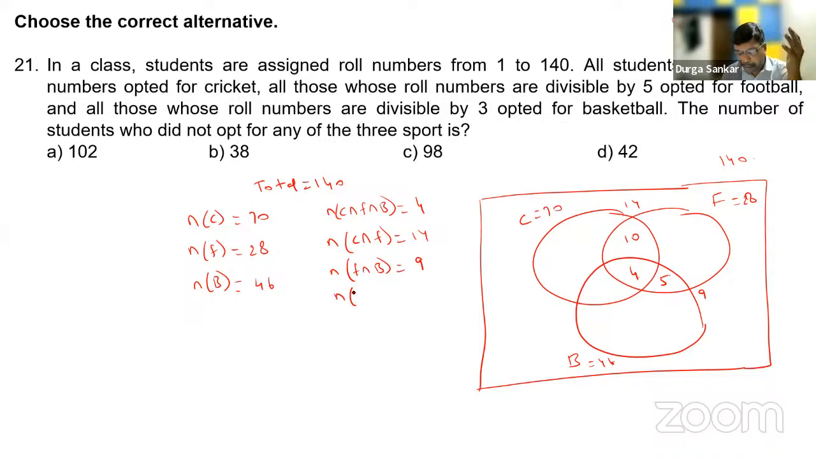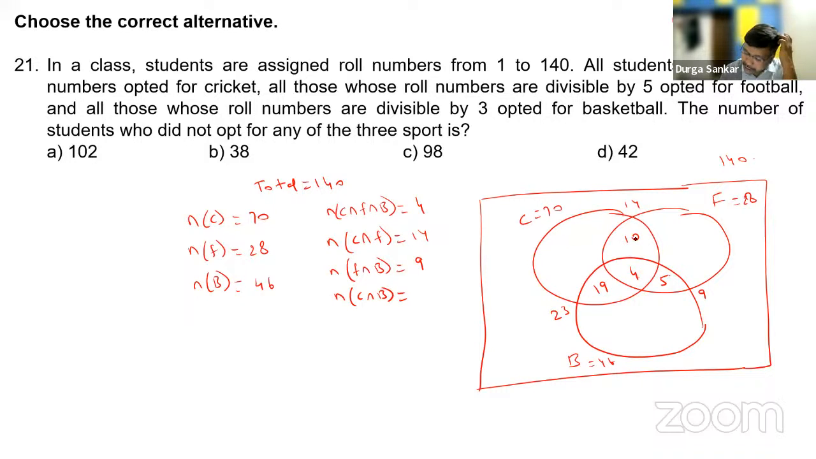Then number of people who play cricket and basketball, which means roll numbers which are divisible by 2 and 3, which is 6. So multiples of 6 till 140. Now 6 2s 12 and 6 3s 18. That's all, right? Now, since I already have 14 here, this is 19.